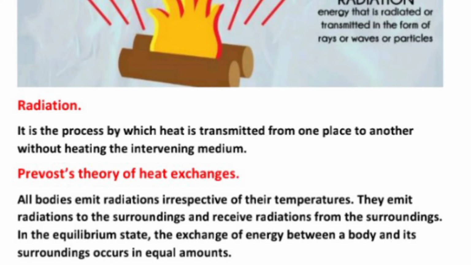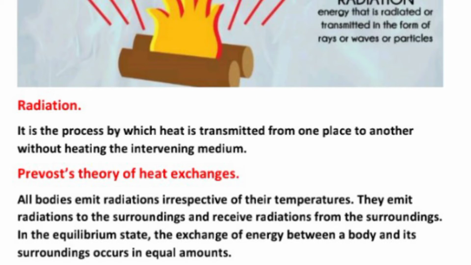Prevost's theory of heat exchanges. All bodies emit radiations irrespective of their temperatures. They emit radiations to the surroundings and receive radiations from the surroundings. In the equilibrium state, the exchange of energy between a body and its surroundings occurs in equal amounts.